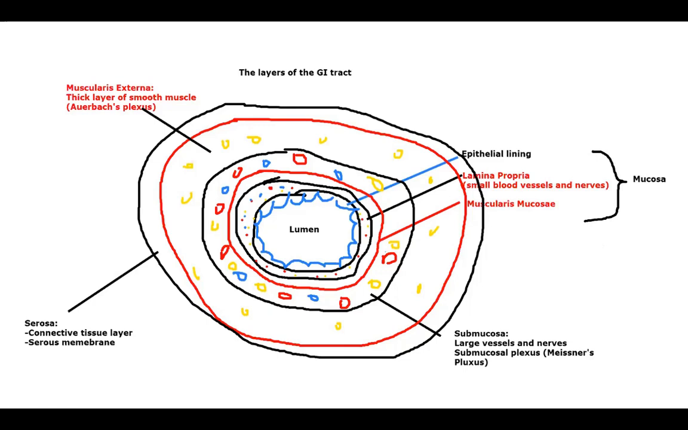There's another thicker layer of muscle that we'll talk about. So it's a way to distinguish the thicker layer of muscle that I'll talk about next from this very thin layer of muscle that is a part of the mucosa.